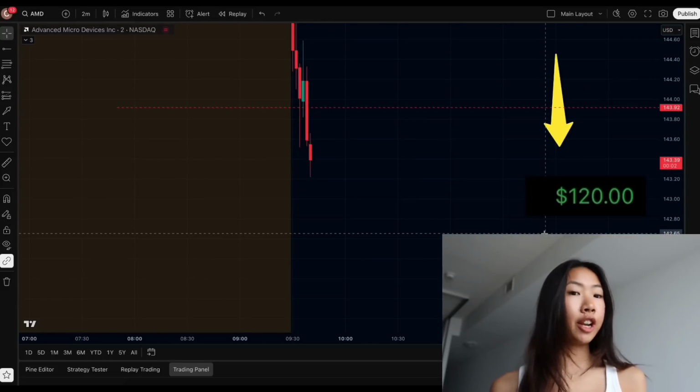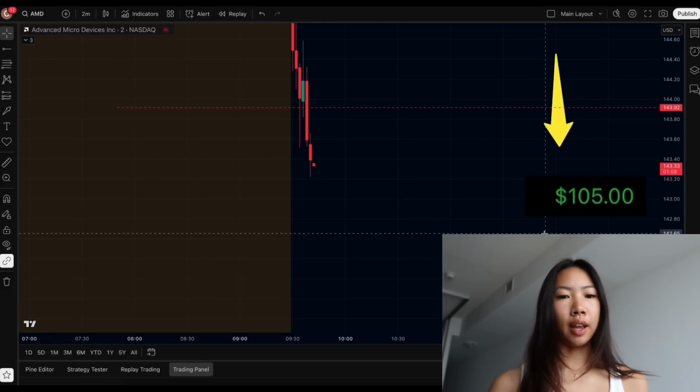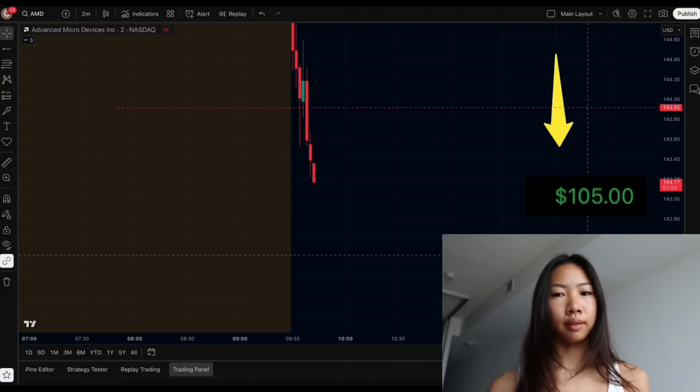And essentially, this is just a trend trade. See a trend and then enter in that trend continuation. That is going to be the highest probability setup to enter with trend trades.